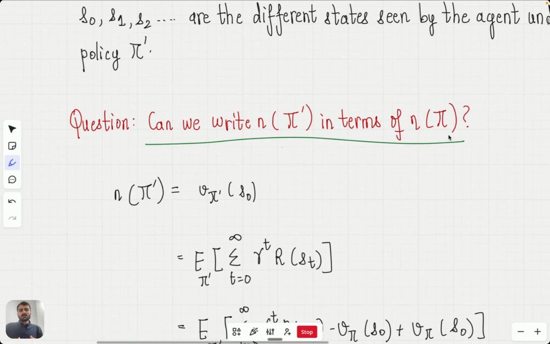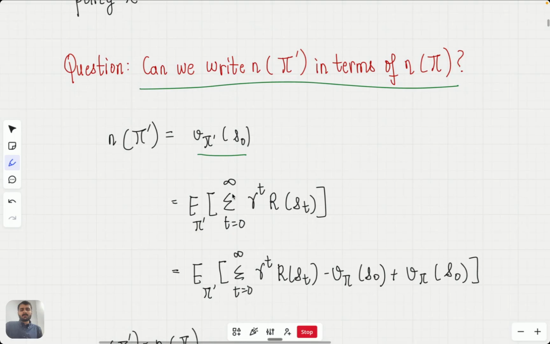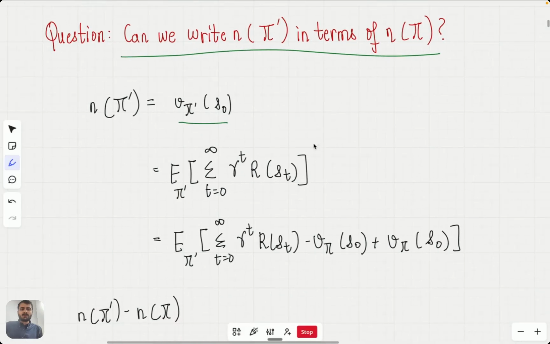And in the next two sections, we are going to look at a straightforward mathematical derivation of the difference between these two performance measures. Okay, so the first step, we write the performance measure as the value function of the initial start state of the episode, which is the expected value of all the cumulative rewards which I am receiving in the long run. So here what I am doing is R of S0 plus gamma times R of S1 plus dot dot dot.